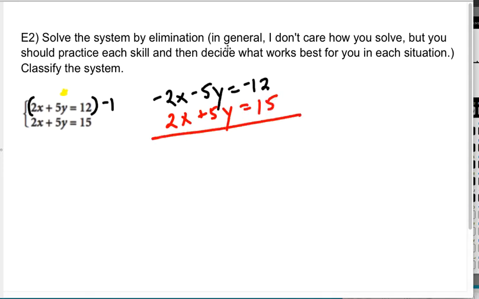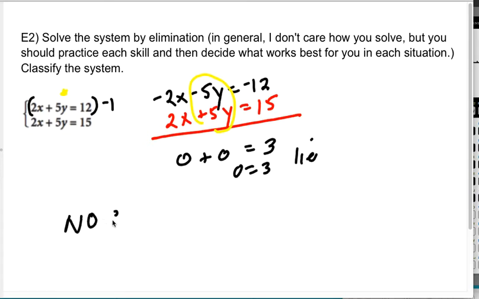And remember my goal, I chose to eliminate the y's, which is great, except an interesting thing's going to happen when I add straight down. Both of these are going to get eliminated, right? -2x and 2x are going to get eliminated too. So I'm going to get 0 equals 3. That's a lie. What that means is that there is no solution.